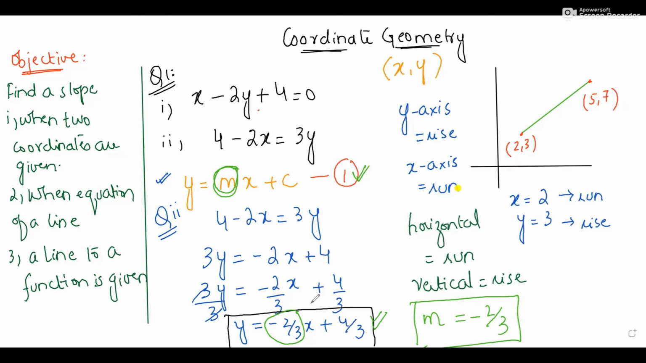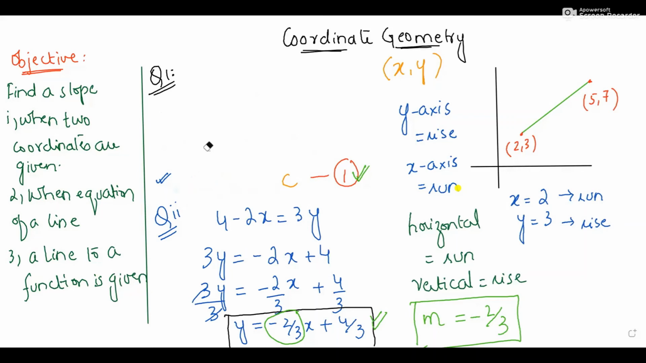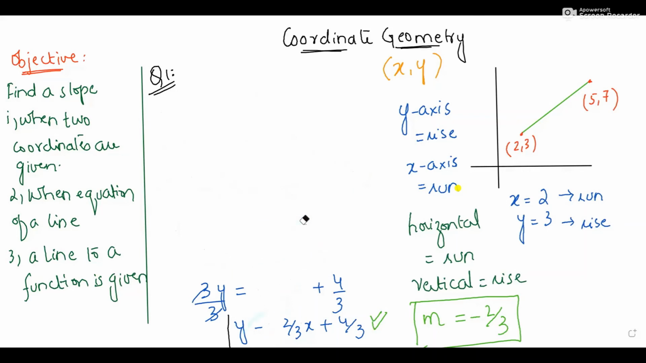I think these two questions help you a lot to understand how to find the slope of a line when you have been provided with a single equation. Moving on towards your third condition. The third condition says that you have to find a slope when a line to a function is given. It means that when a line is acting as a tangent to a function, you have to find a slope. Simply, in the easiest words, that means you have to find the derivative.